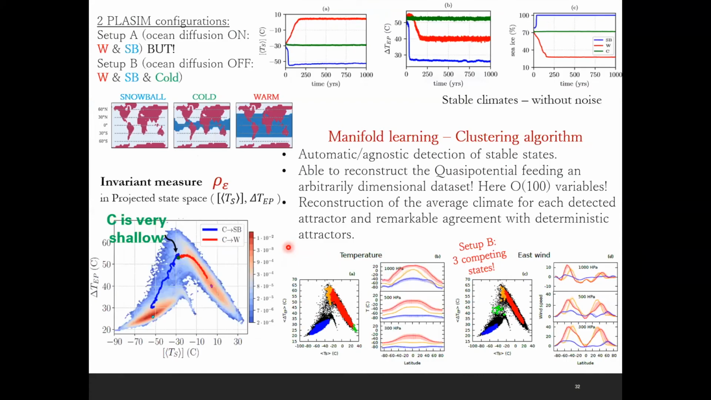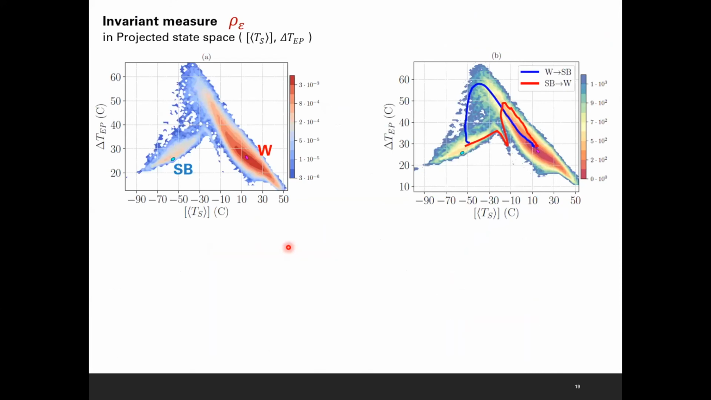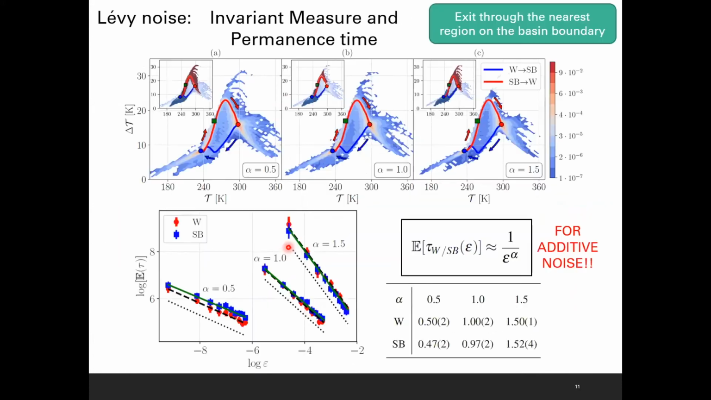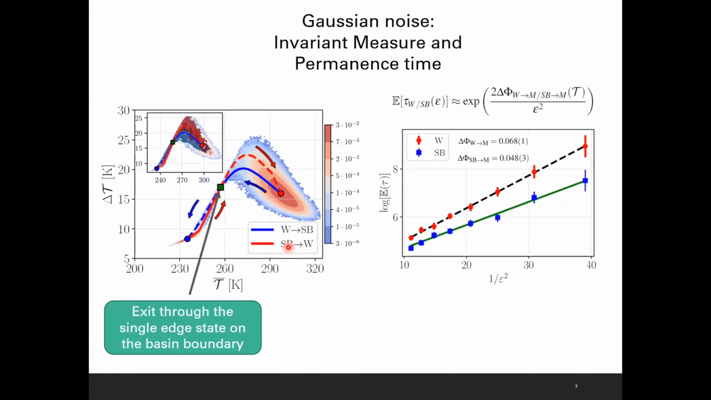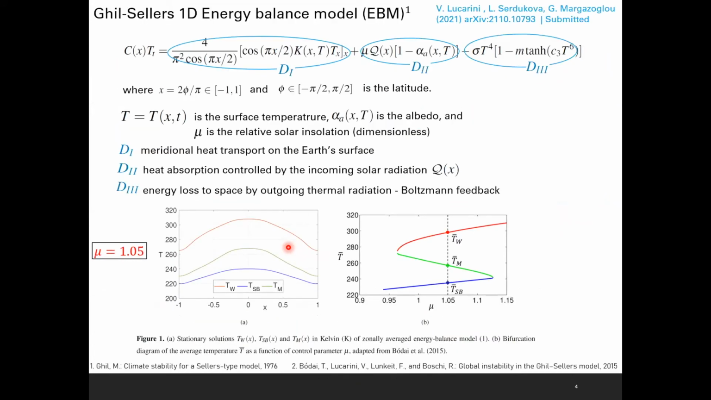So the thing is, I don't really have an explanation. It has to do, of course, with the choice of the parameter mu. The parameter mu, which is shown here, is the relative solar radiance. If you look at the bifurcation plot, depending on what kind of choice you make, you're effectively changing the quasi-potential, the dynamic landscape topography.